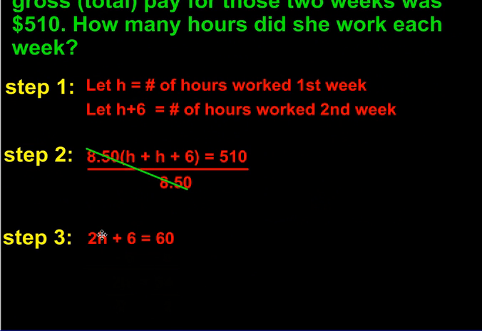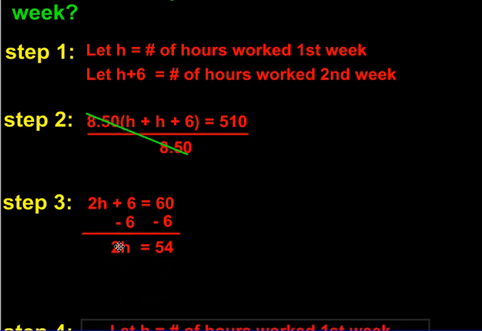Now, our goal is to get H by itself, so the first thing we want to do is take the constant 6 and move it to this side of the equation. We're going to do that by subtracting since it's a positive 6. We can bring down the 2H and we get 2H equals 54. Now, again, getting H by itself, we have to divide to break the 2 and the H apart. We're going to divide by 2 and we're going to get H equals 27.